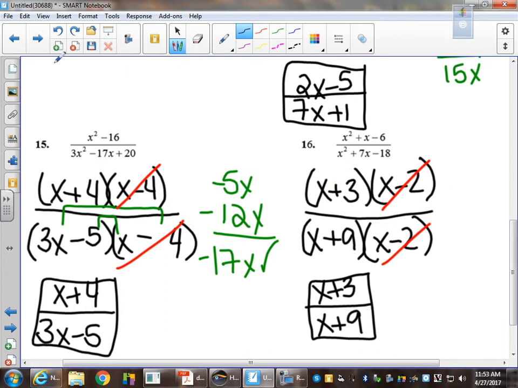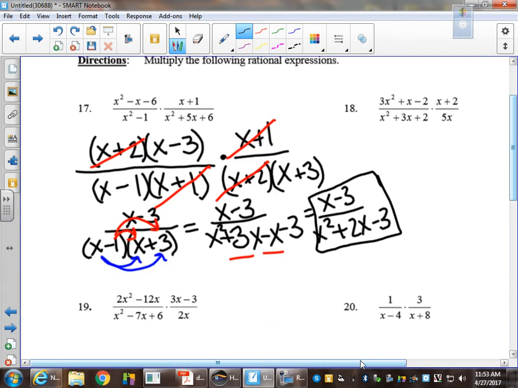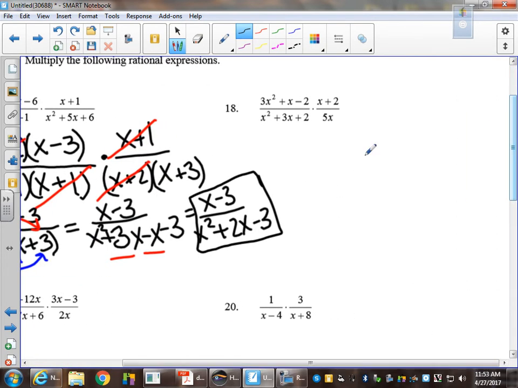Okay, 2 more sections to go. Let's look at our multiplying section. We already did number 17. Therefore, let's move on to 18. We are going to first look at our first fraction, so this piece, and factor everything out that we can. So let's factor the numerator.